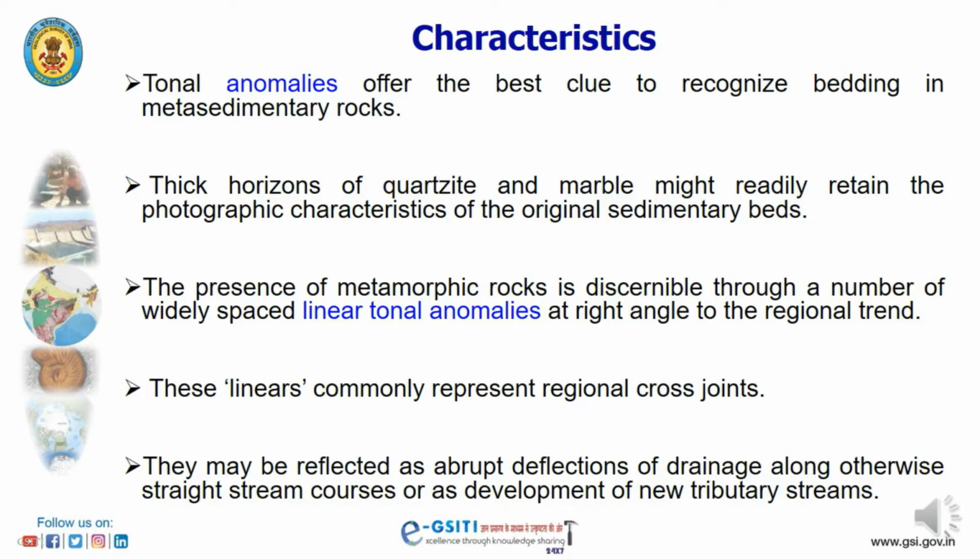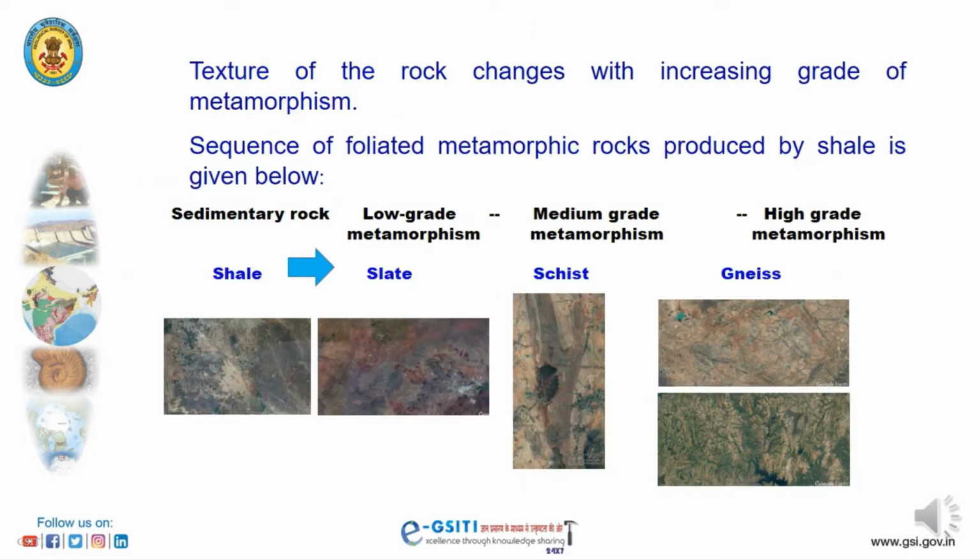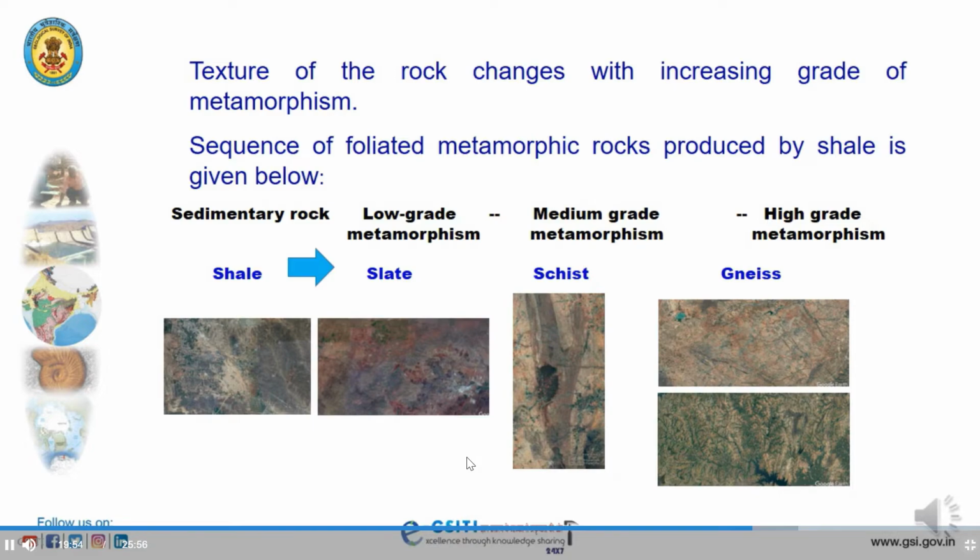The presence of metamorphic rocks is discernible through a number of widely spaced linear tonal anomalies at right angles to the regional trend. These linears commonly represent regional cross joints. They may be reflected as abrupt deflections of drainage along otherwise straight stream courses or as a development of new tributary streams through the satellite imagery. Texture of the rock changes with increasing grade of metamorphism.